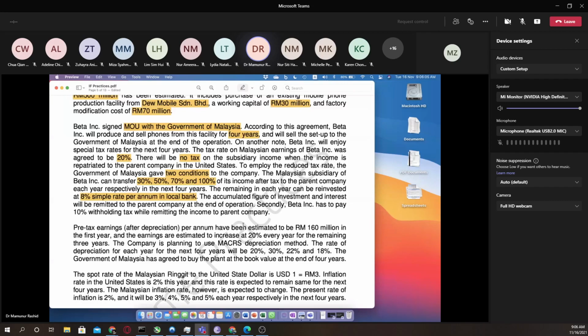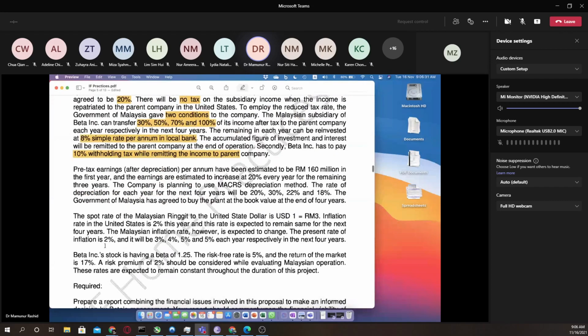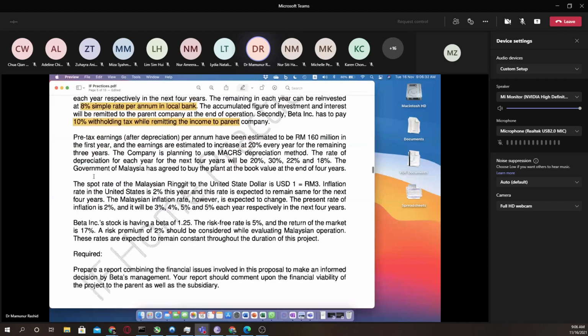Secondly, the second condition: Beta Incorporation has to pay 10% withholding tax while remitting the income to the parent company. So these are options. The first option, you don't need to pay any withholding tax. The second option is, if you do not follow the first option, you will pay 10% withholding tax. Pre-tax earnings, so you don't need to start from sales. They are going to give you some help here.